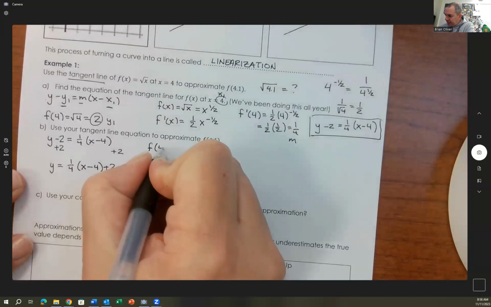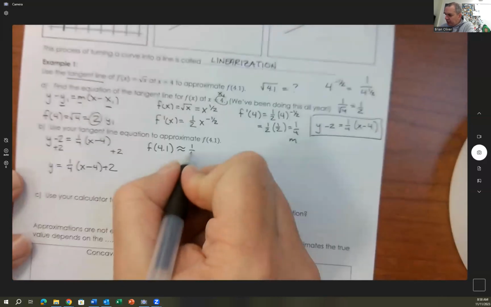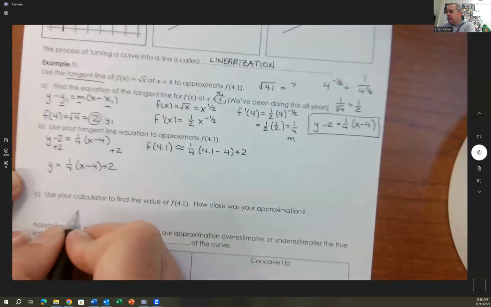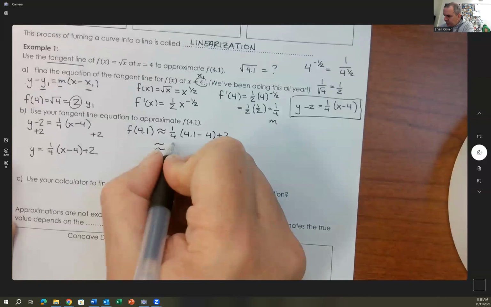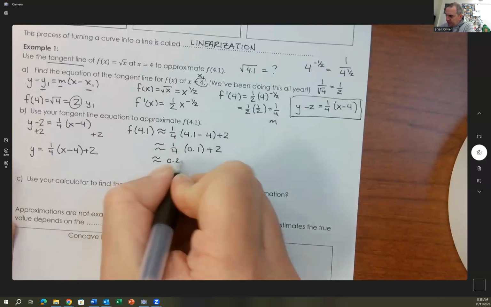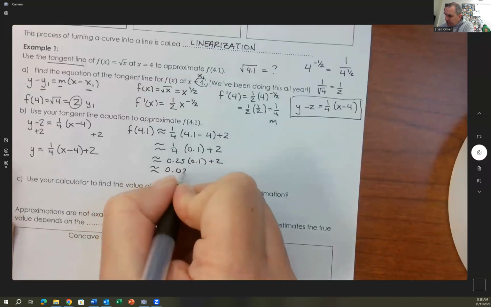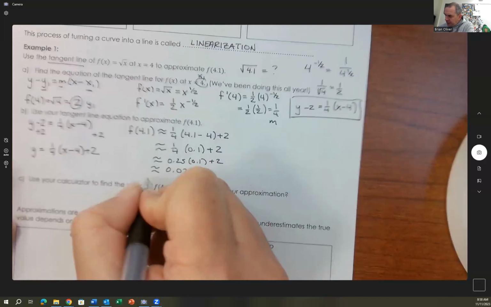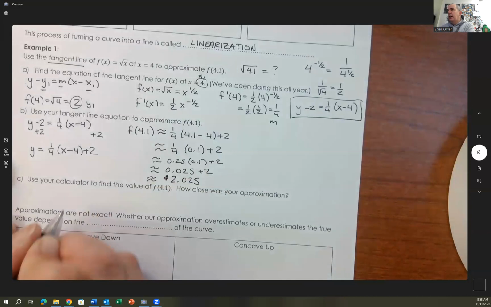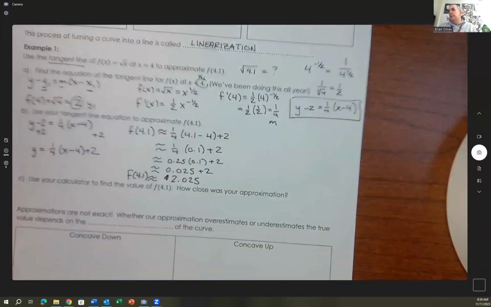So to get f of 4.1, that's an approximation, I'm going to use this function: 1/4 times 4.1 minus 4, plus 2. I'm going to simplify this. So it's 1/4 times 0.1 plus 2, which is 0.25 times 0.1 plus 2. This is going to give me 0.025 plus 2. So the approximation is going to be 2.025. So I'm approximating that the value of the function at f of 4.1 is 2.025.